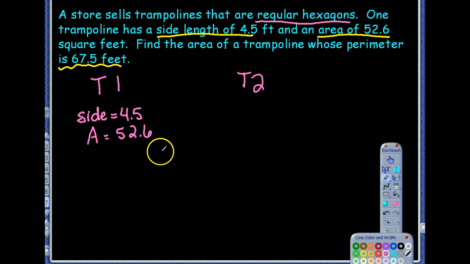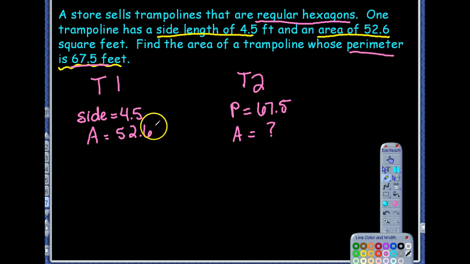They're all in feet, so we're not going to worry about labels right now. Do we know either the side ratio or the area ratio for trampoline 2? No, we don't know the area ratio, but we are given the perimeter. So let's put the perimeter is equal to 67.5 feet. So that right away tells me we need to figure something out. And then the area is our unknown.